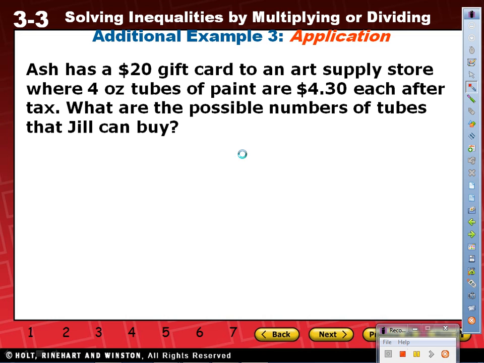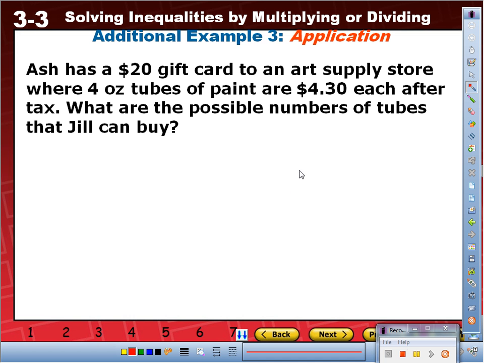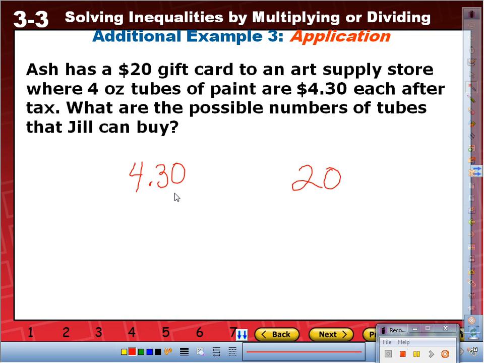20. So check this out. That one I always write all the way to the end. Pay attention, please. Here it is. How much is each tube? 4.30. Do we know how many she's going to be able to afford with that amount? No. So we label it x, or if you want, T for tubes. Okay, there it is.